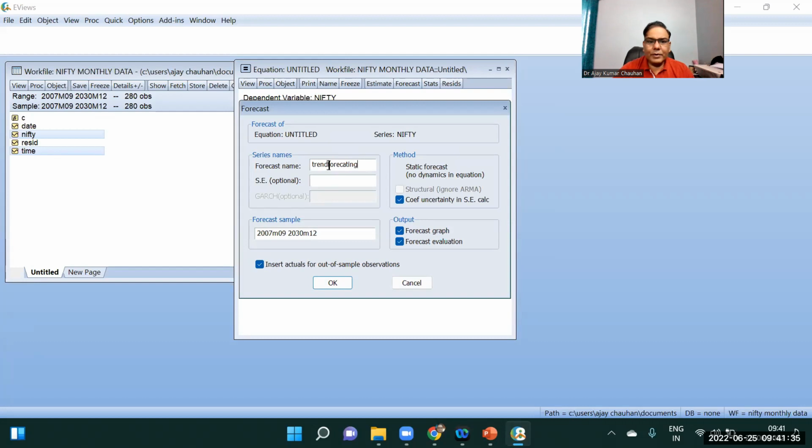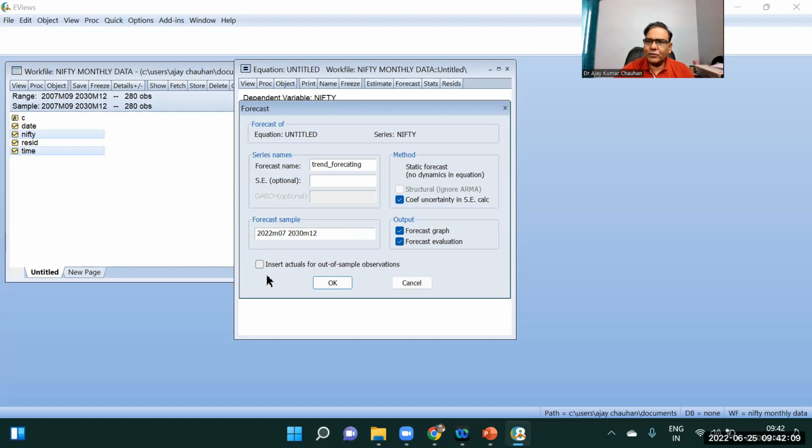So I am giving the name to the new series: trend forecasting. Now we have this forecast sample. We are going to do the forecasting for July 2022 to December 2030. So we are going to do the forecasting from July onwards.